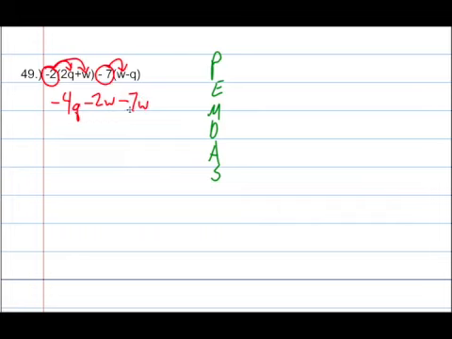They are not like terms. I have to write it like this. Negative times a negative is positive. 7 times Q, not like terms. I have to write it like this.